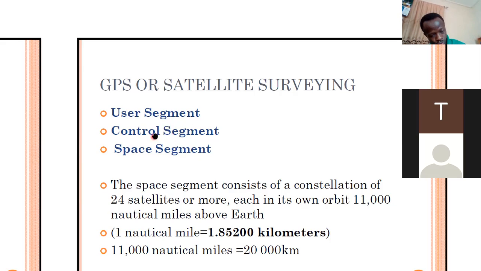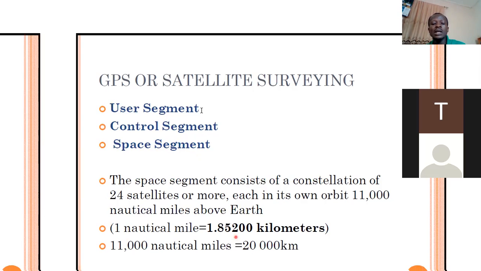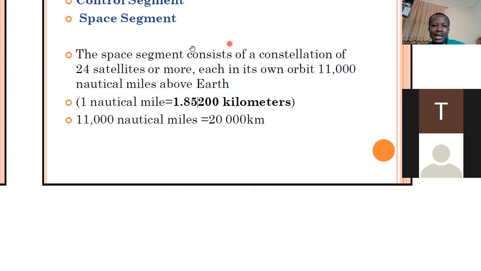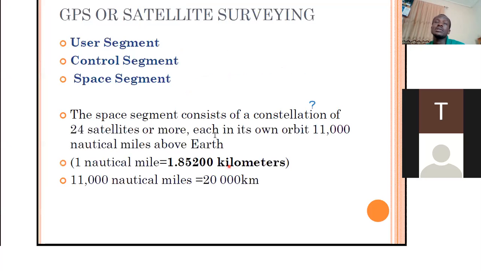So the control segment is made up of stations on the ground that are monitoring and making sure these things are working all right. Okay, where exactly do we find these GPS satellites? We find them at a distance of about 11,000 nautical miles above the earth, which is about 20,000 kilometers.